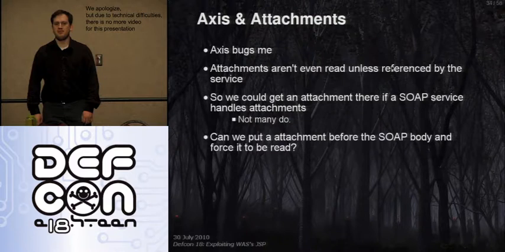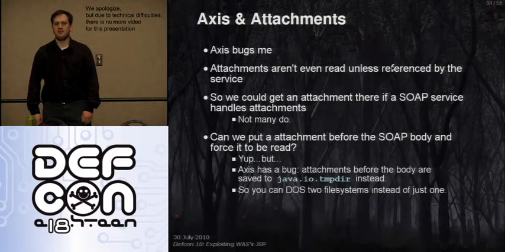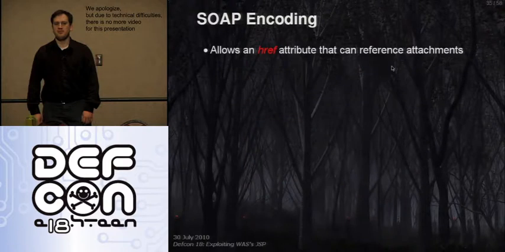So it occurred to me, well, what happens if you have a series of MIME attachments, and instead of putting the SOAP body first, like everybody does, what if we put our attachment before the SOAP body, so that our attachment has to be read before it reads the actual SOAP message? Well, it turns out that actually works, but there's this other little bug in Axis, the way it handles thread local variables, that if you do that, it actually saves it to another file system directory, specifically where your temp directory is for Java IO, which is usually /tmp on Unix machines. So great, we can DOS 2 file systems instead of 1 with Axis, but that doesn't really help us very much. So let's talk about SOAP encoding.